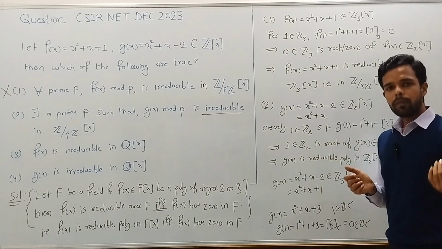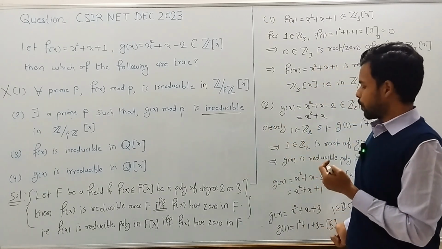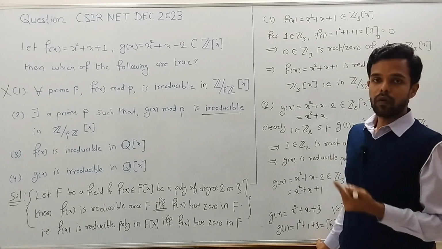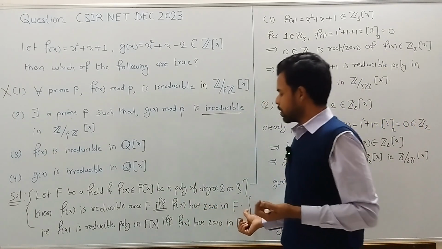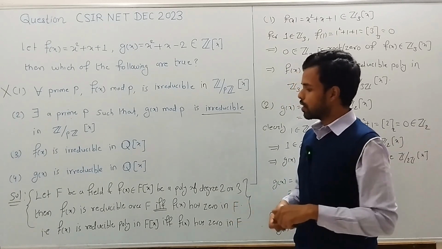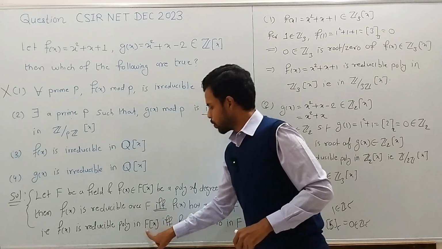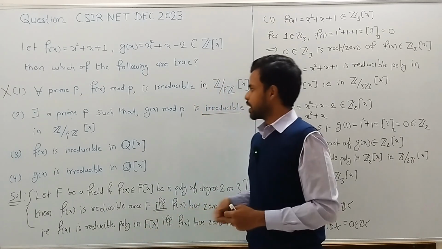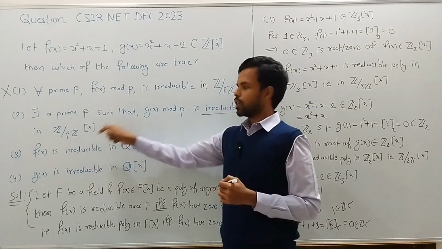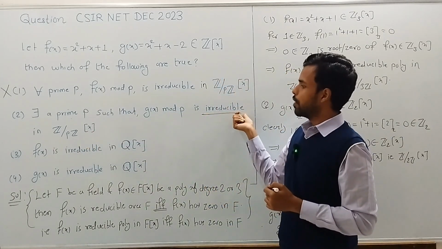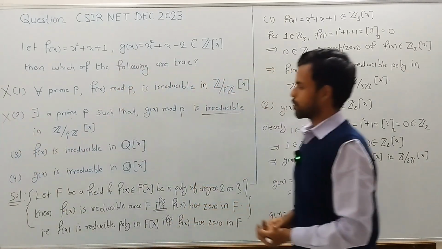And similarly, for all primes p, 1 in Z_p is a root of g of x in Z_p of x. So it is reducible as it has a root in Z_p. So g of x is a reducible polynomial in Z_p of x. So option B states that it is irreducible, so option B is wrong.